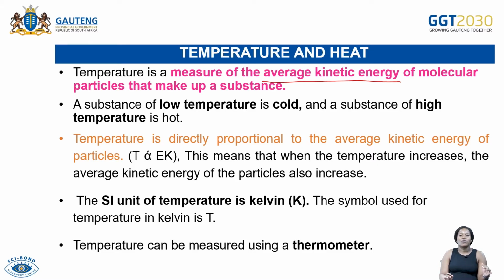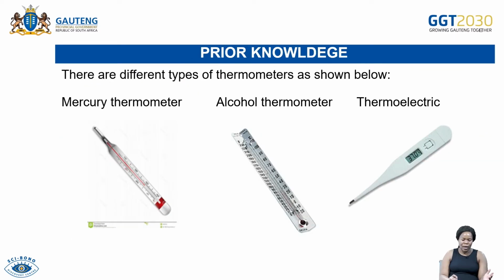Okay, so that is why we'll have different thermometers, each for a particular reason. These are the common types that we have. We have a mercury thermometer, which makes use of mercury inside it, then an alcohol thermometer, and as well a thermoelectric thermometer.